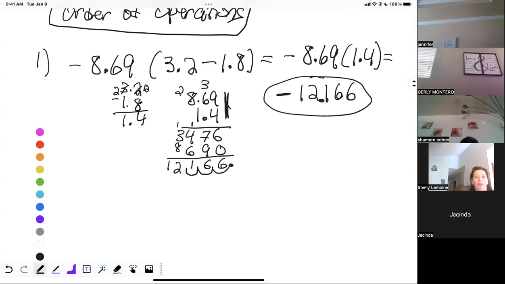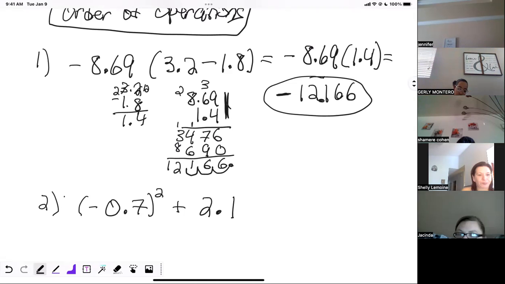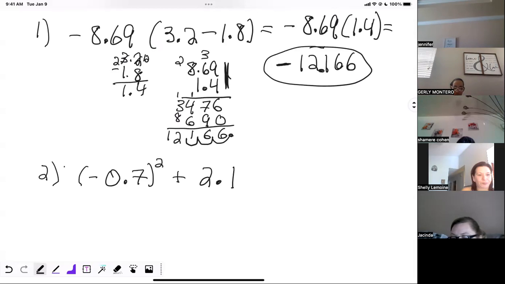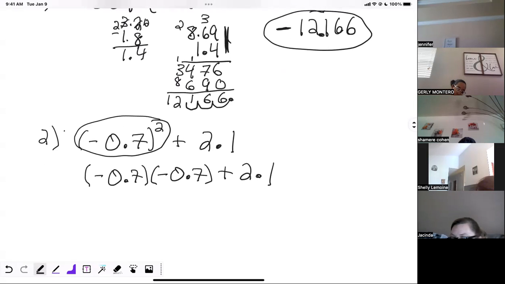Okay, thank you. 2. Let's look at this one. Negative 0.7 squared, plus 2.1. It's been a long time since a square. All right, a square just means 2 of them. So what it really is is negative 0.7 times negative 0.7 plus 2.1, because we have to do this first since it's the exponent with parentheses, right? All right, so number 1, I know a negative times a negative is a positive, so I'm going to put a little plus here. I'm not going to worry about the sign. I know it's going to be positive.